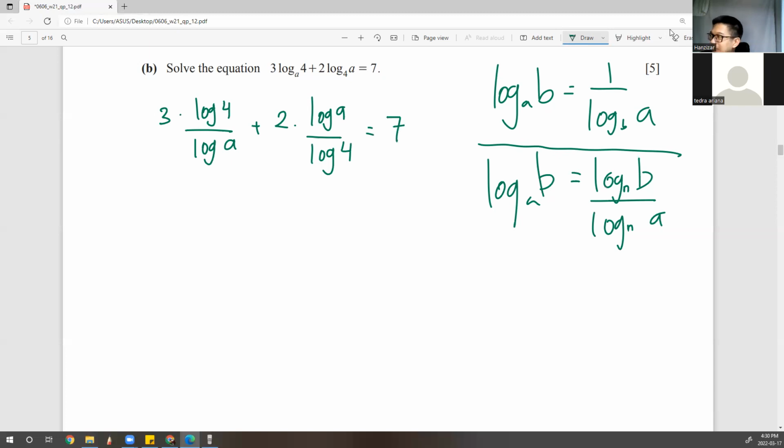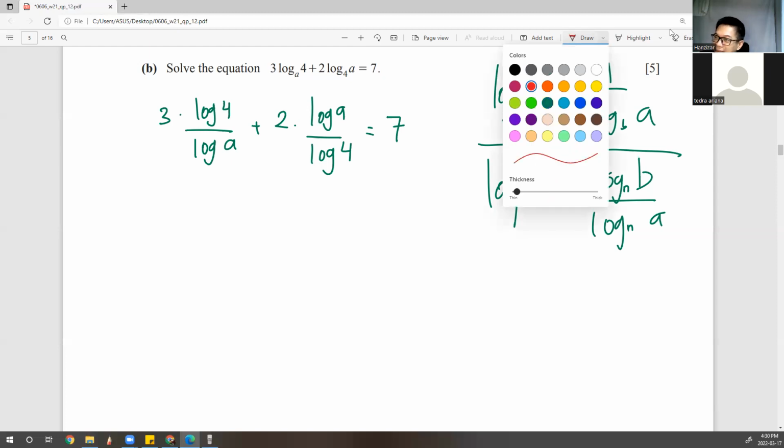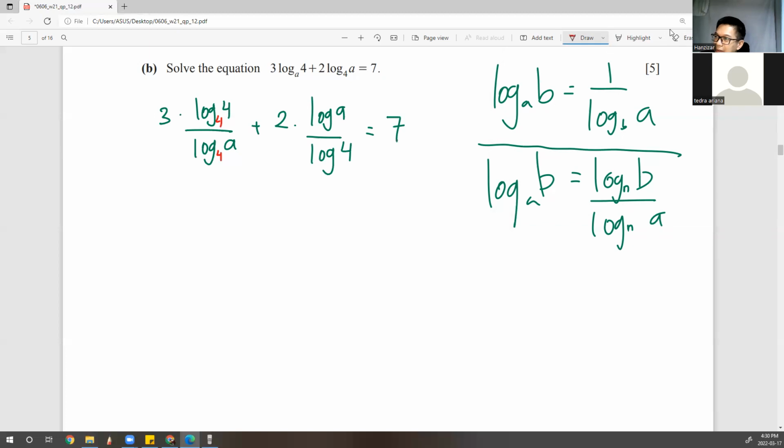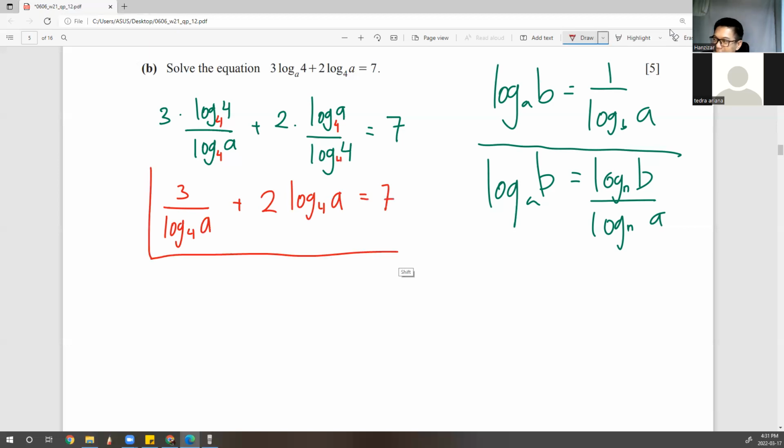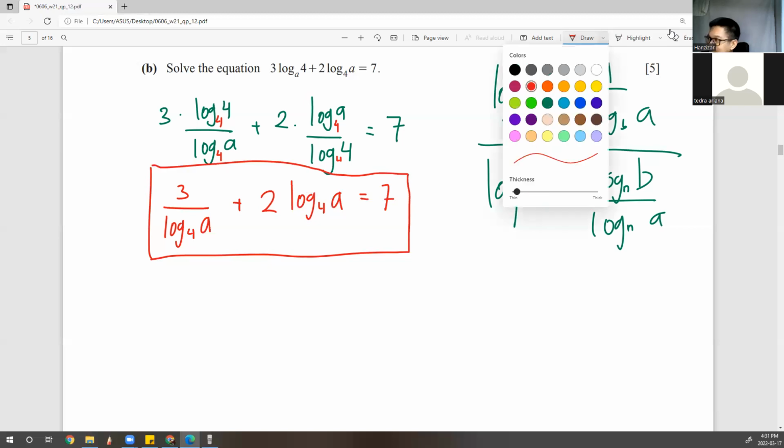And then you can write any base here. I want to write 4. That's the way I do it. So 3 over log_4 a plus 2 log_4 a. See, you see the easier way now? It's the same. Nothing is switched anymore. So after you get to this part, you are one step more to do, making the substitution.